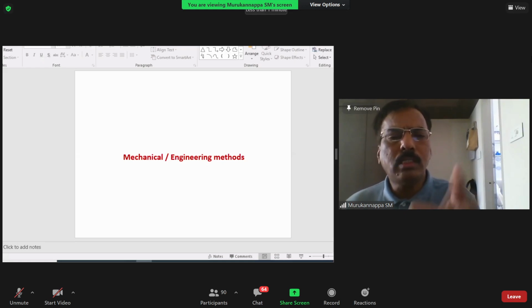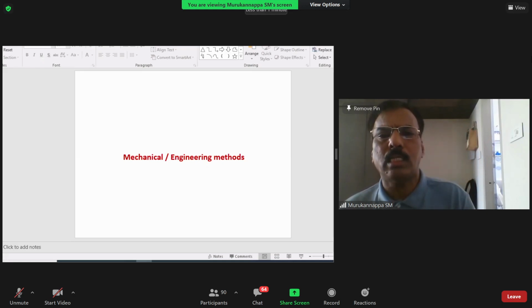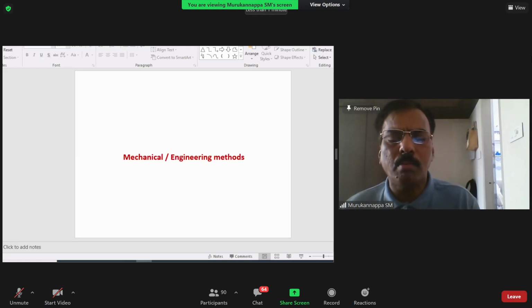Coming to the cultivated land, mechanical engineering measures. We will study what the mechanical or engineering measures in the cultivated land are.